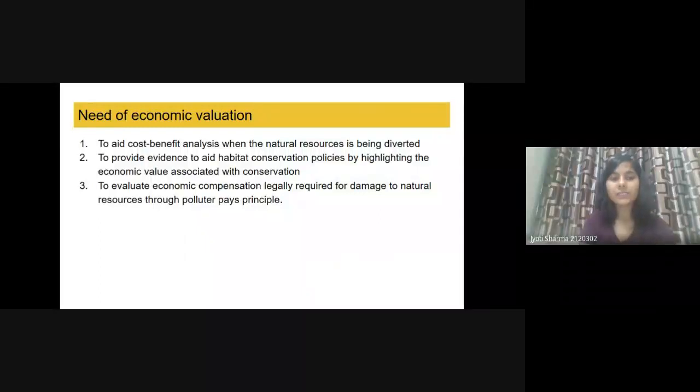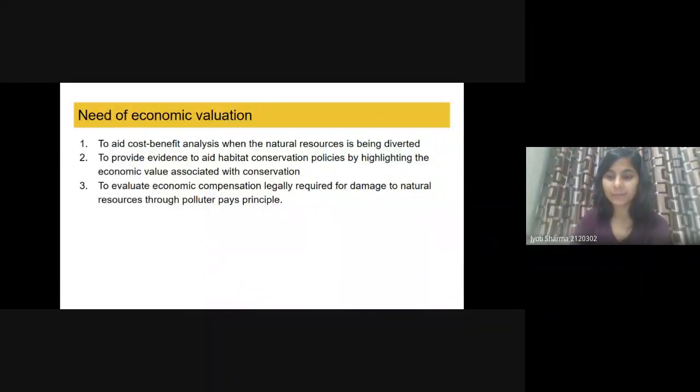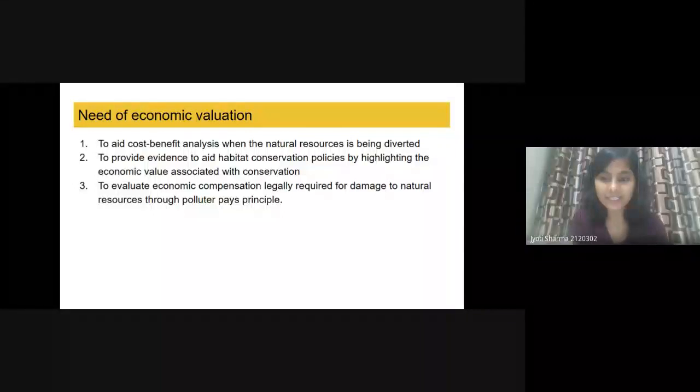Okay, so we need the economic valuation for 3 reasons. The first point is to aid cost benefit analysis. What do you mean by cost benefit analysis, Kuldeep? Danish? Yes, Kuldeep. Do you know about the cost benefit analysis? No, ma'am. No, I don't know. Okay, Danish? Yes, ma'am. Danish, do you know about the cost benefit analysis? What do you mean by cost benefit analysis?